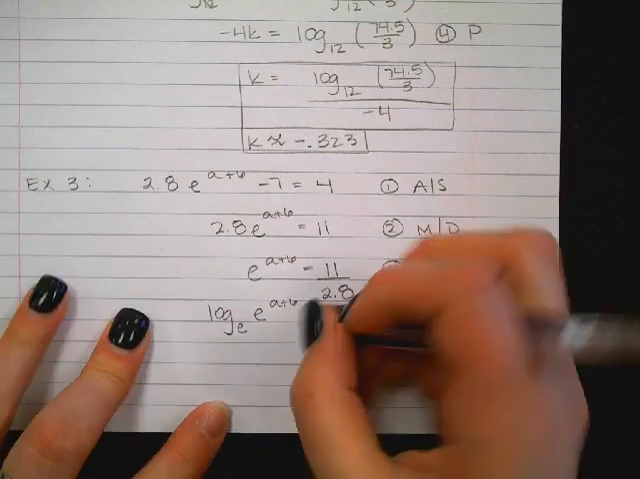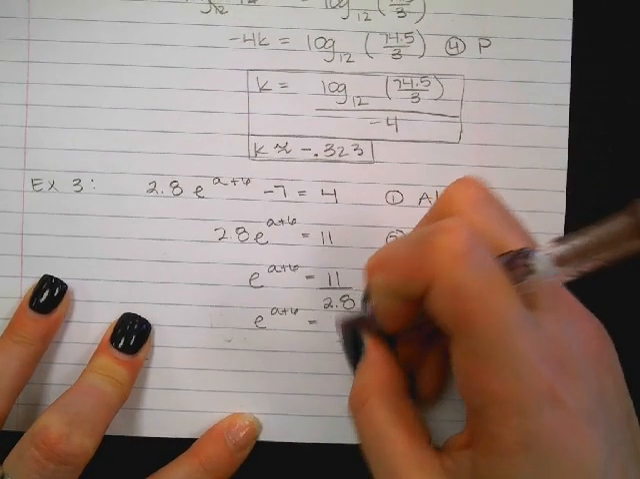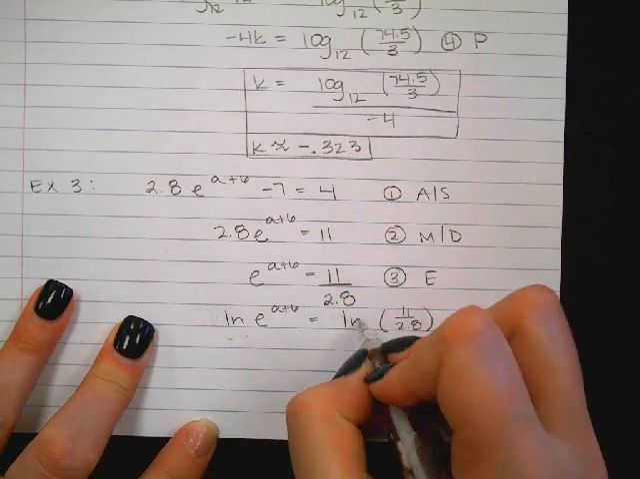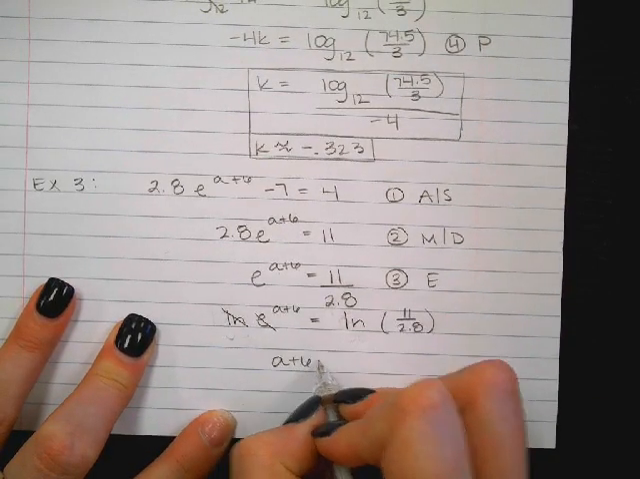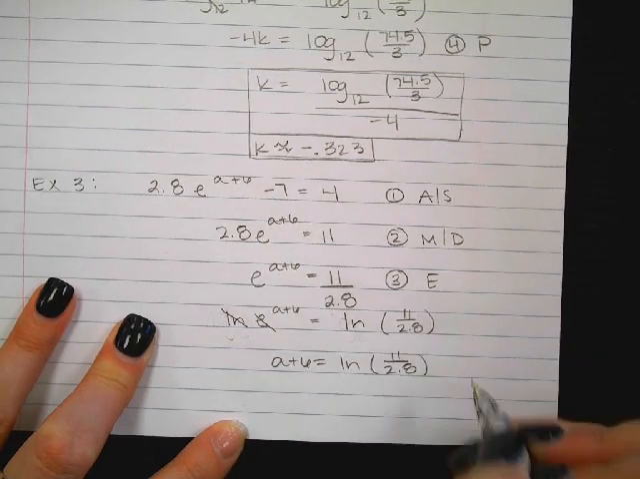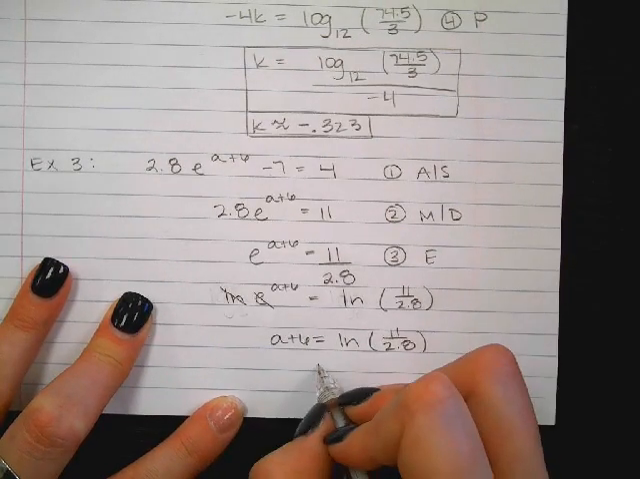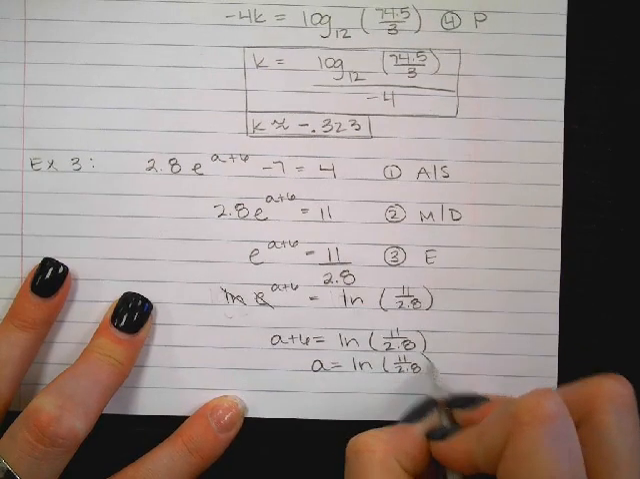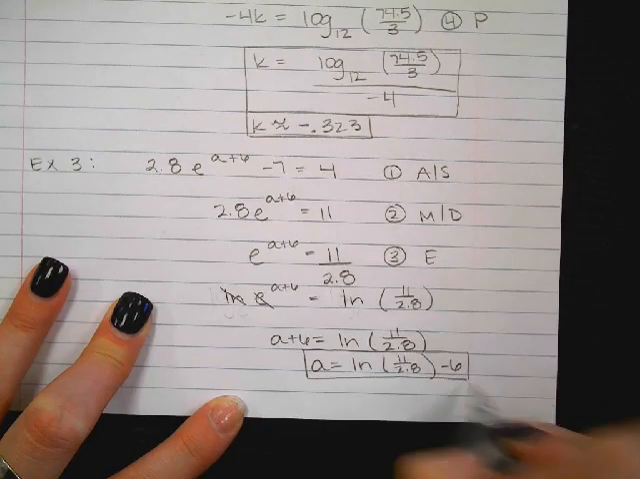So what I'm going to do is I'm just going to erase these, or if you are using a pen, you can just scroll. Not a big deal. I'm going to put an ln right there. And so ln and e cancel, and that leaves me with a plus 6 equals ln of 11 over 2.8. And then to solve for a, I just need to subtract the 6 over. So here is my exact answer.